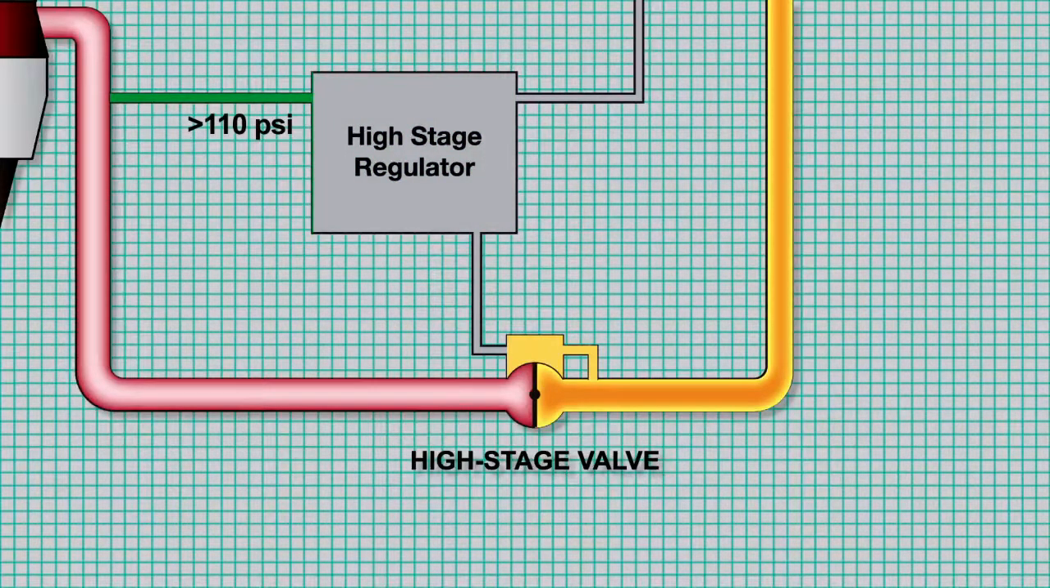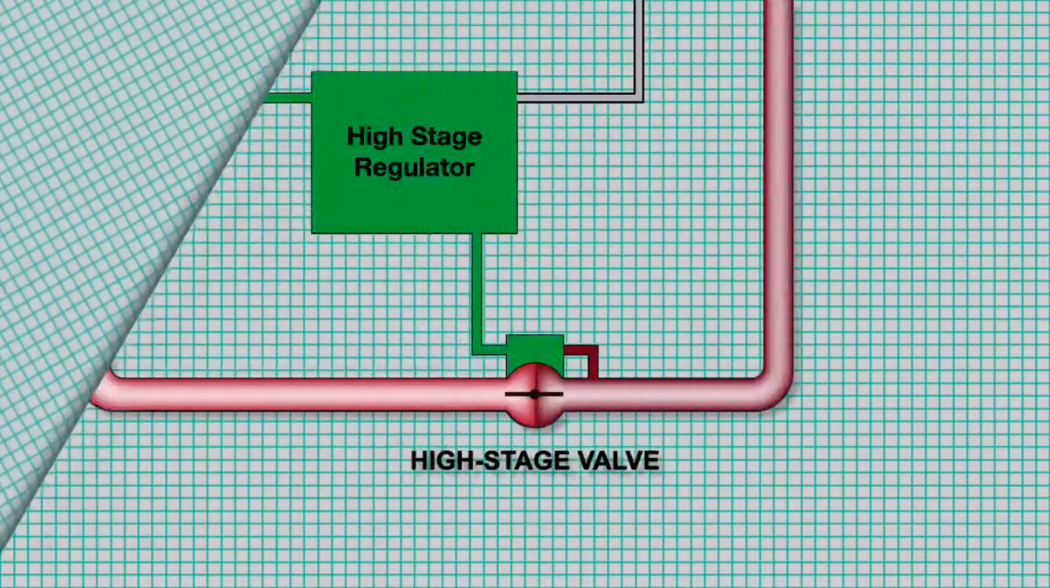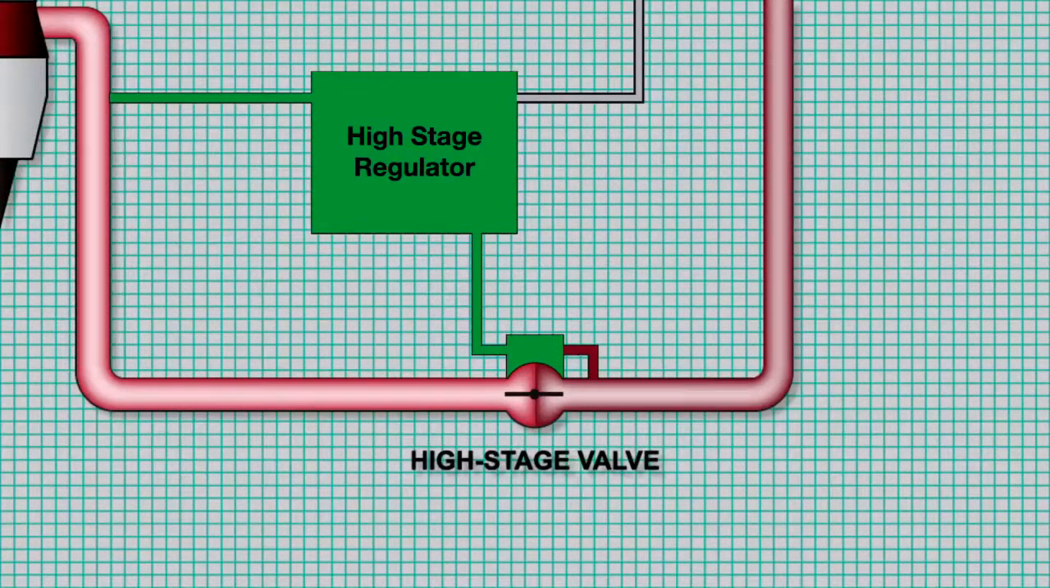Note that during engine start, reverse flow can occur. When this happens, pressure from the downstream sense line causes the HSR to remove control pressure from the HSV, which in turn causes the HSV to close, preventing reverse flow to the ninth stage.